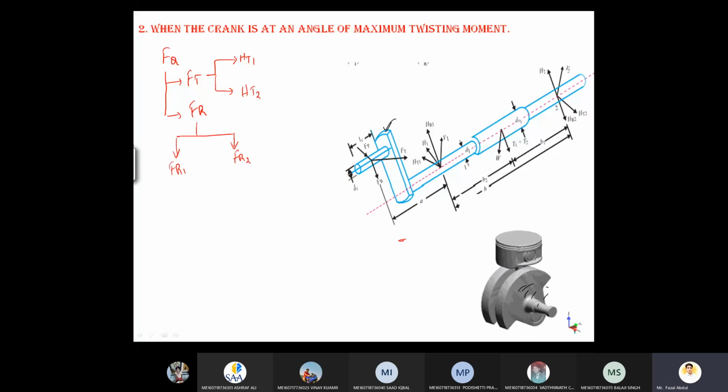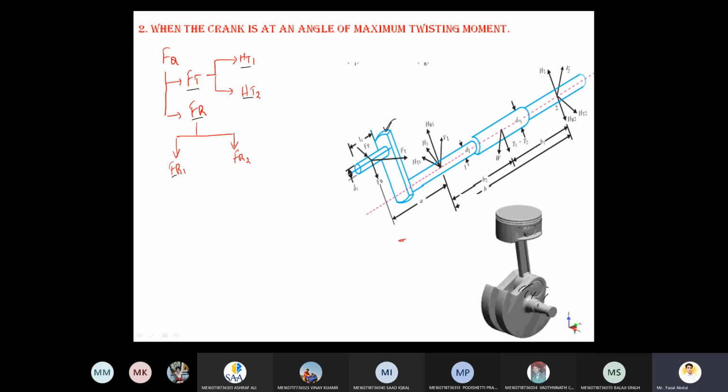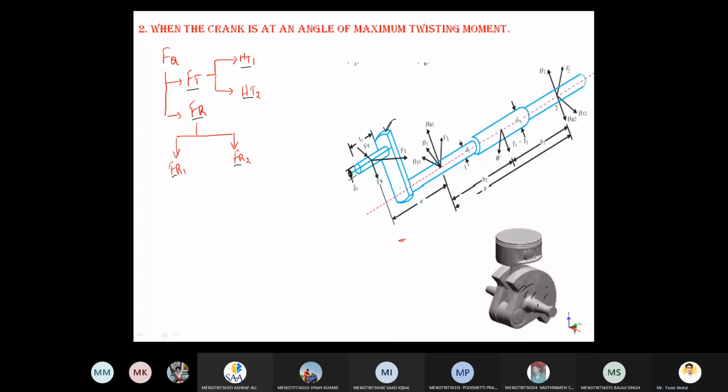So due to the thrust force of the piston, see here, the thrust force of the piston is transferred to the shaft. Due to that, there will be two components: tangential force and radial force. Again, the tangential has two horizontal tangential forces, and the radial has two radial components that we discussed in the last class. What is the cause of generating all these forces? The main cause is the FQ force here.